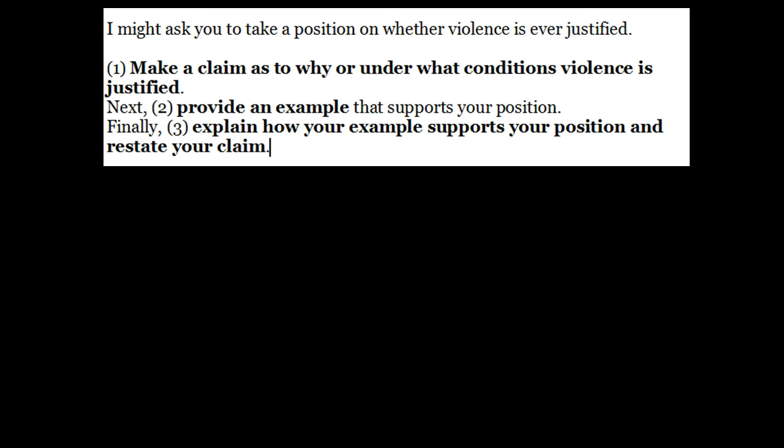Now, one of the common ways that this reasoning process will come up in class is through writing tasks that I assign to you. For example, I might ask you to take a position on whether violence is ever justified. Using our reasoning process, you would do the following. Make a claim as to why or under what conditions violence is justified. Next, provide an example that supports your position. Finally, explain how your example supports your position and restate your claim. Let's color code these steps of the process so it's easier to see.